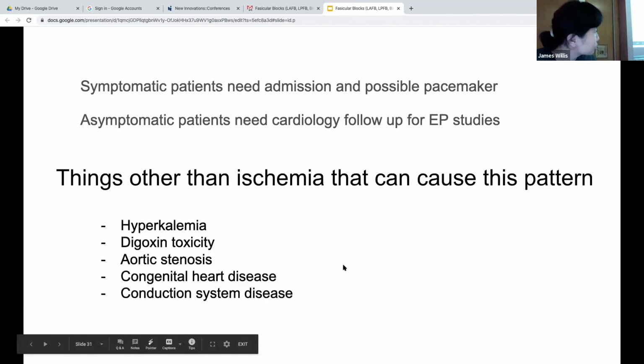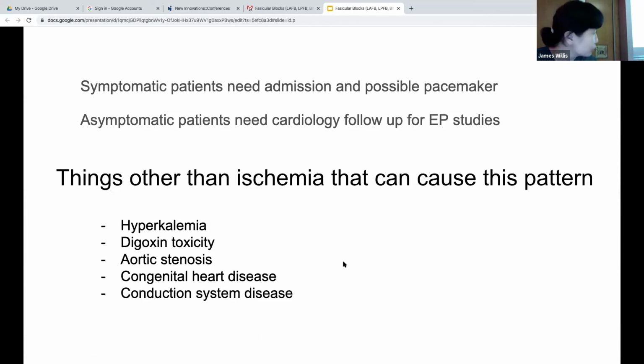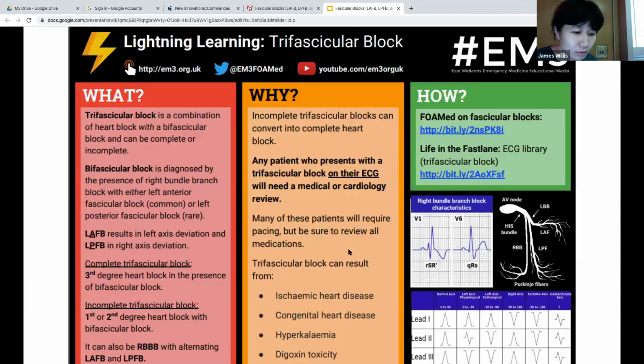So this is a review of the clinical significance of trifascicular blocks. Patients that are symptomatic, especially with syncope and lightheadedness, they need to come in to a monitored setting. They'll need a pacemaker. If they're asymptomatic, it's just an incidental finding. They can follow up as an outpatient and get EP studies. And just remember that there are other things, electrolyte abnormalities, toxicities, that can cause this kind of pattern. So in summary, this is a pretty loaded slide.